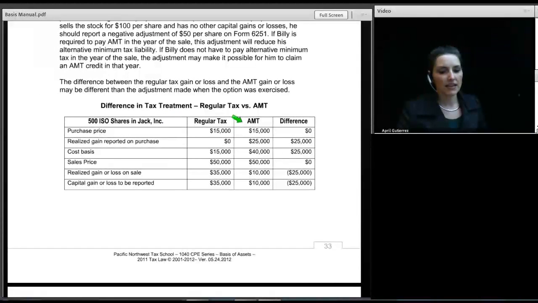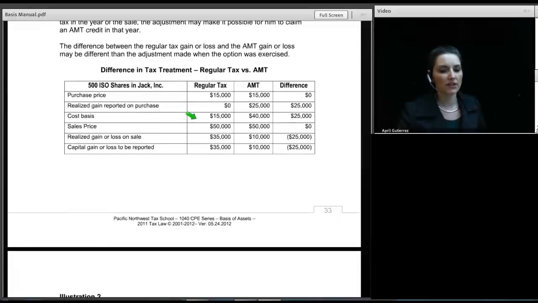Under AMT, he had to realize a gain at the time he purchased. So cost purchase under AMT is $15,000, same as under regular, but at the time he made that purchase, he had to gross up at $50 per share, or $25,000 was added on his 6251 form. So his total cost under the regular tax is $15,000, but under AMT it's jumped up to $40,000. Then he turns around and he sells at $100 a share, or $50,000. And so the sales price under both tax rates is the same, $50,000.